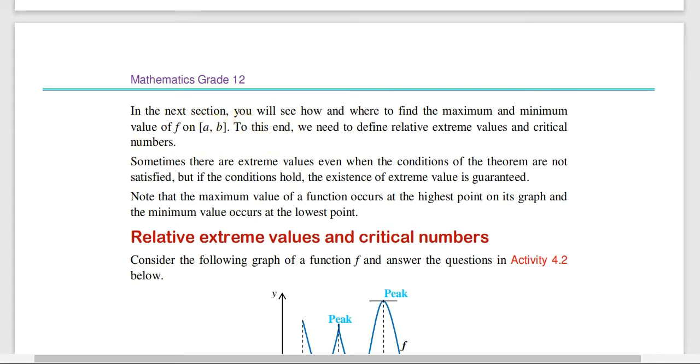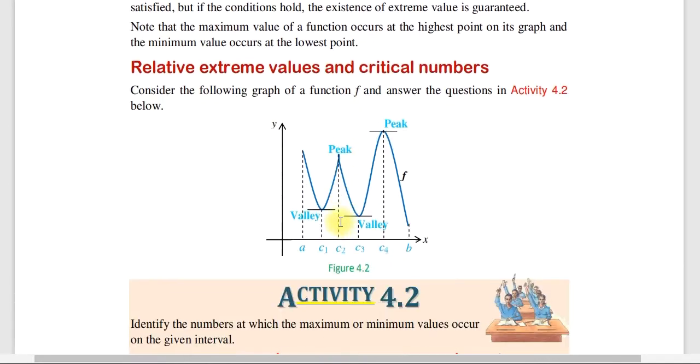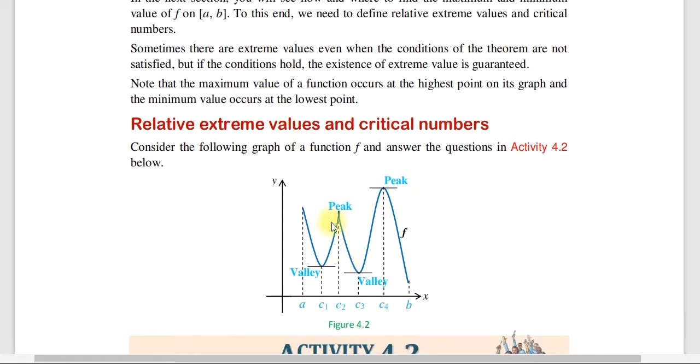To this end, we need to define relative extreme value and critical number. Sometimes there is an extreme value even where the conditions of the theorem are not satisfied, but if the conditions hold, the existence of an extreme value is guaranteed. So note that a maximum value of a function occurs at the highest point in its graph and the minimum value occurs at the lowest point. So now we have stated that we will define relative extreme value and critical number.